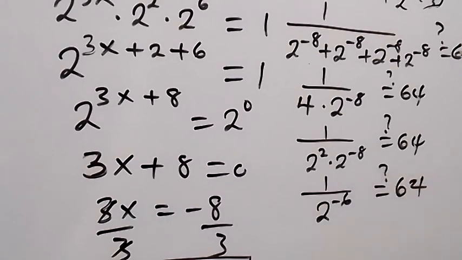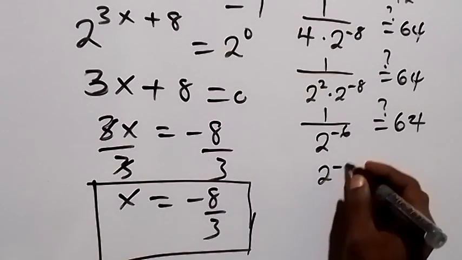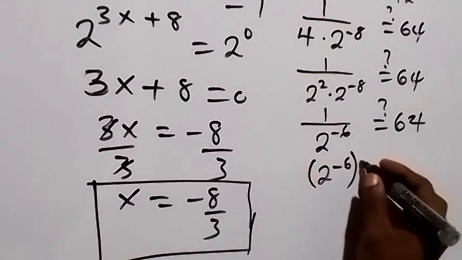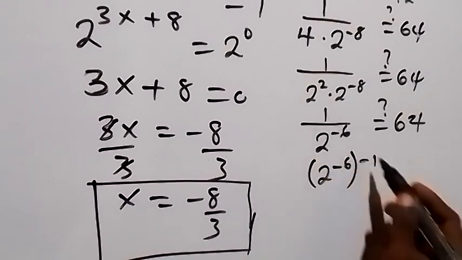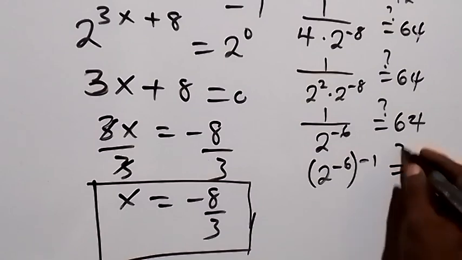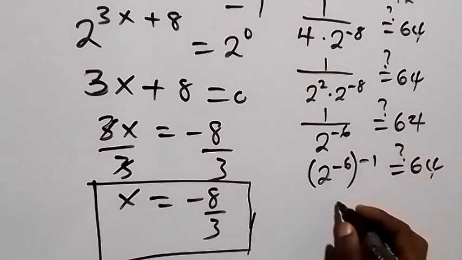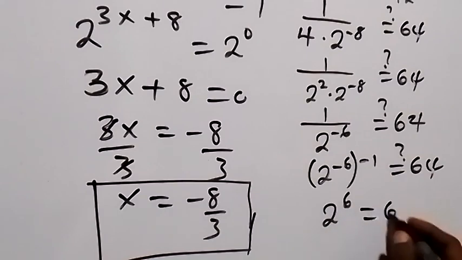Then from here, we have 2 raised to power minus 6, then raised to power minus 1, because 1 over is same thing as raised to power minus. Is this equal to 64? Then we have minus times minus. That's same thing as plus. That's 2 raised to power 6. Will this give us 64?